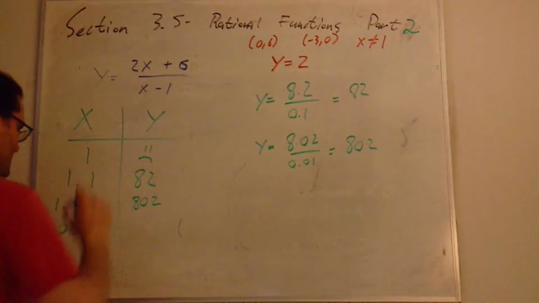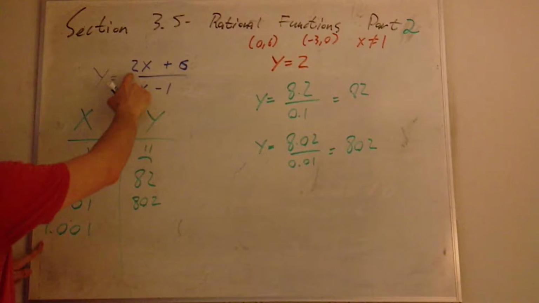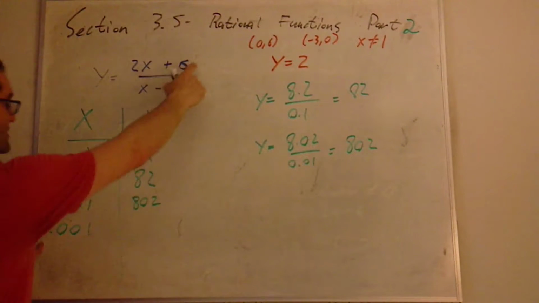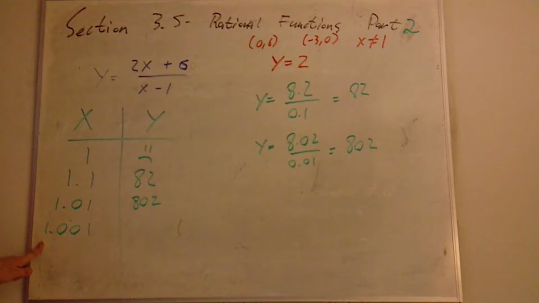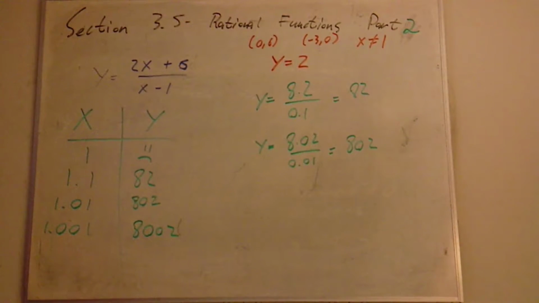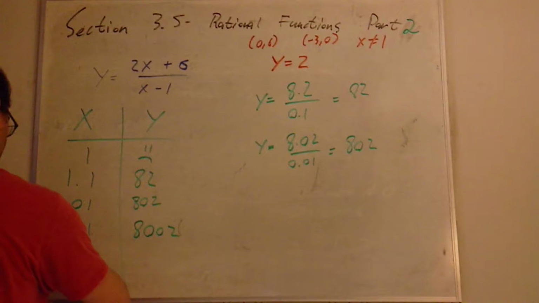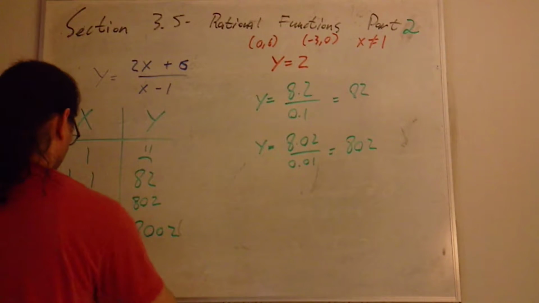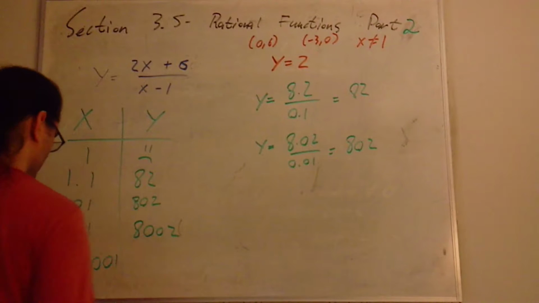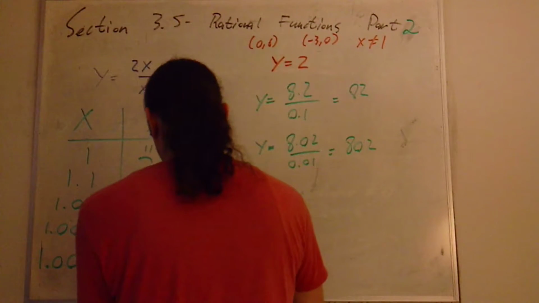I'm going to get 10 times closer again. This one should give me 2.002 plus 6 should be 8.002 divided by 0.001. I think this will give me 8,002. And hopefully by now the pattern is pretty clear. Hopefully it's clear enough that if I put in something like 5 zeros and then a 1, you should expect an 8, 5 zeros, and then a 2.